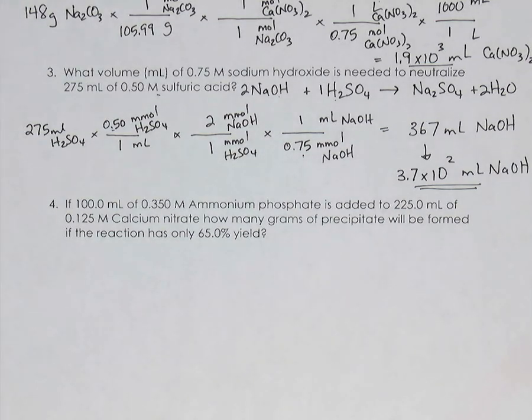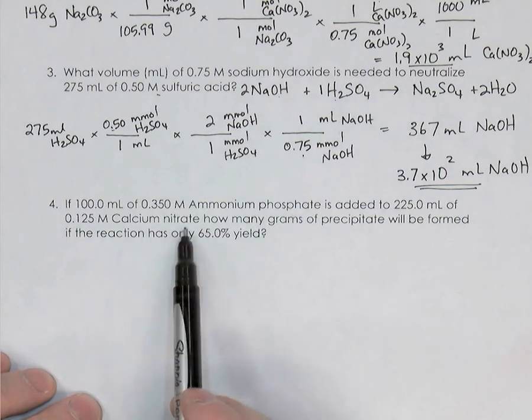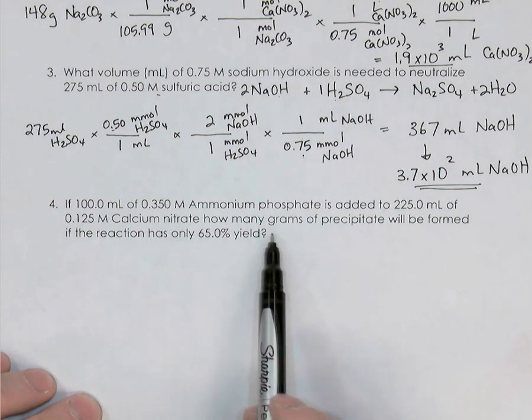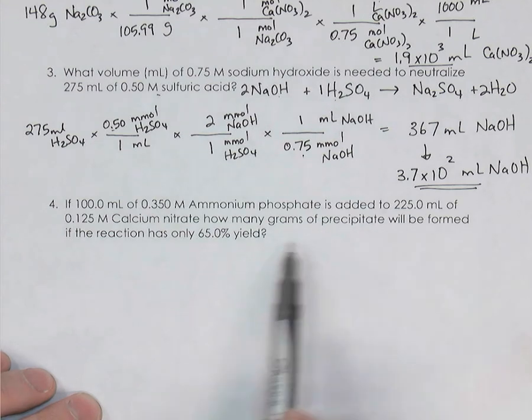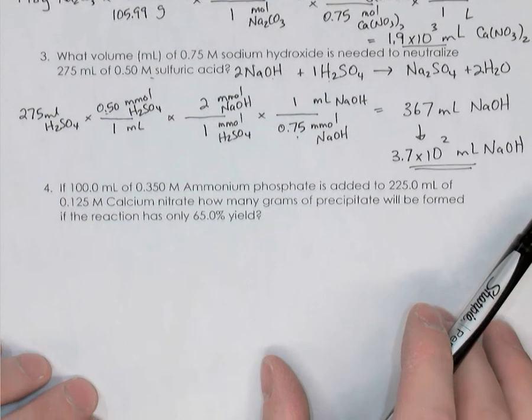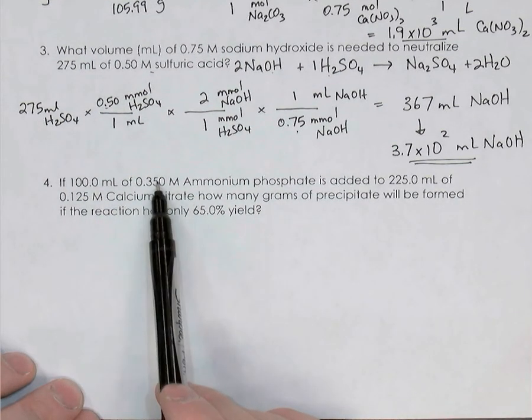Do you notice that in this question, not only is it a stoichiometry problem, but this one looks like it's going to be a limiting reagent stoichiometry problem? We have ammonium phosphate reacting with calcium nitrate, and we want to know how many grams of precipitate will be formed. This question is actually a little bit harder than the ones we've been doing because we're told the volume and concentration of each reactant.